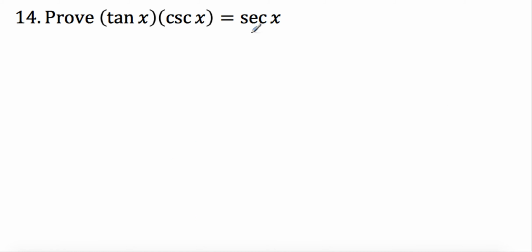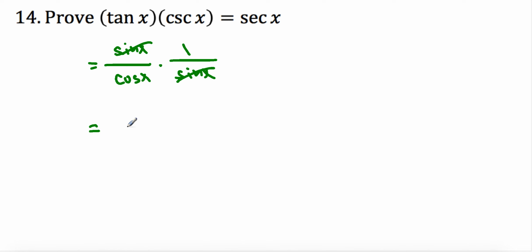All right, let's look at number 14. How about this one? Tangent, we know that is equal to sine of x over cosine of x. And then cosecant is 1 over sine. So we know that these two cancel out. Then we are left with 1 over cosine of x. But what is 1 over cosine of x? That's equal to secant of x, and that checks out right over here.